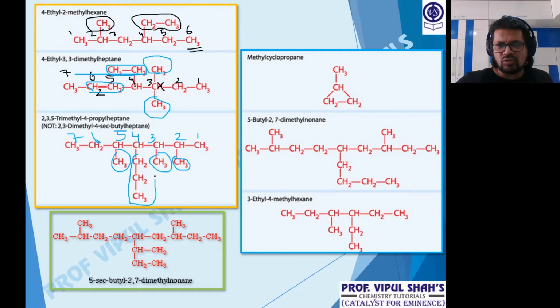Propyl, because there's no branch here. So I'll just number 1, 2, 3. So that's 1, that's 2, and that's 3. Okay. Propyl's P comes later. In dimethyl, D is not considered, but M of the methyl comes first and then P of the propyl. So the name of the compound goes as 2,3,5 trimethyl 4-propyl heptane.